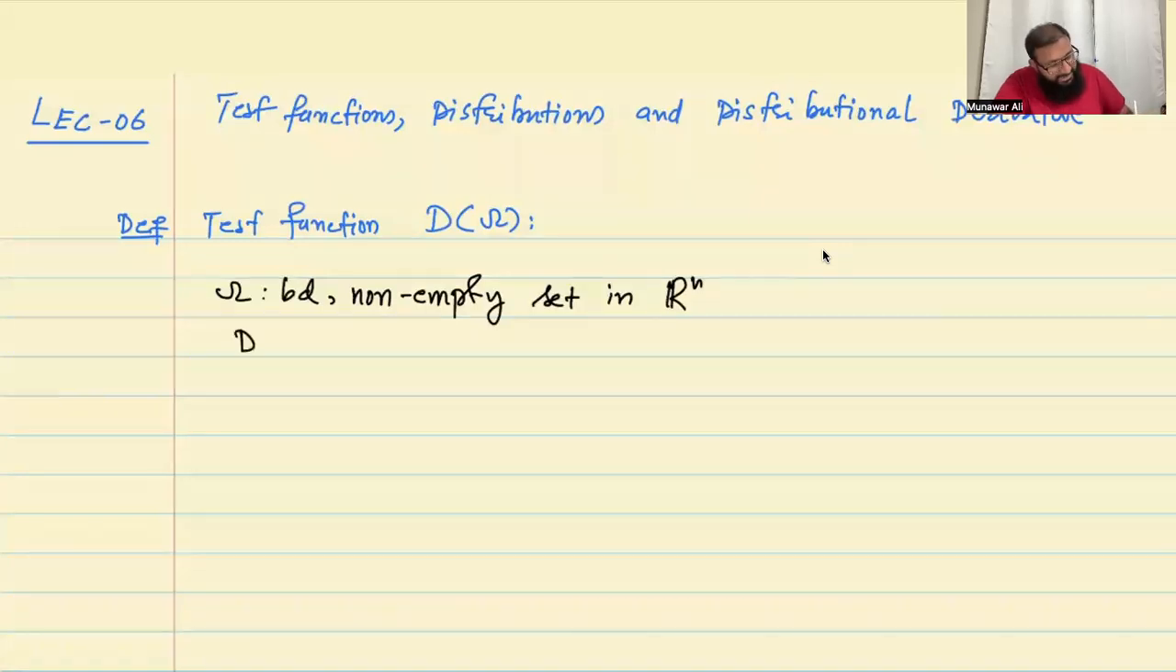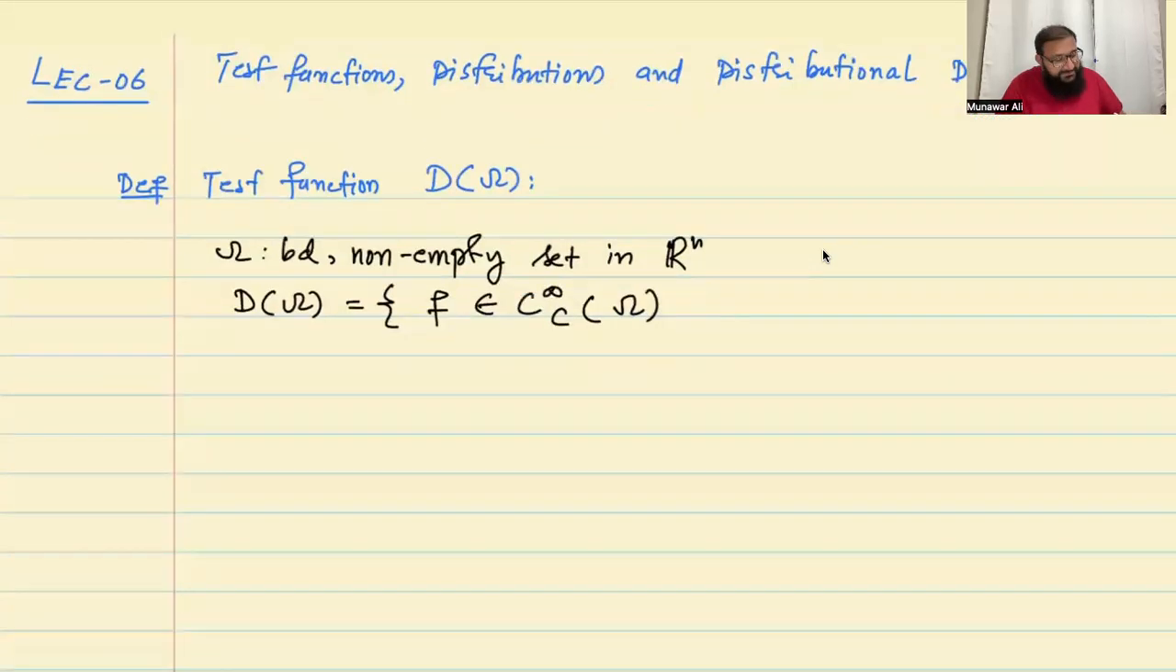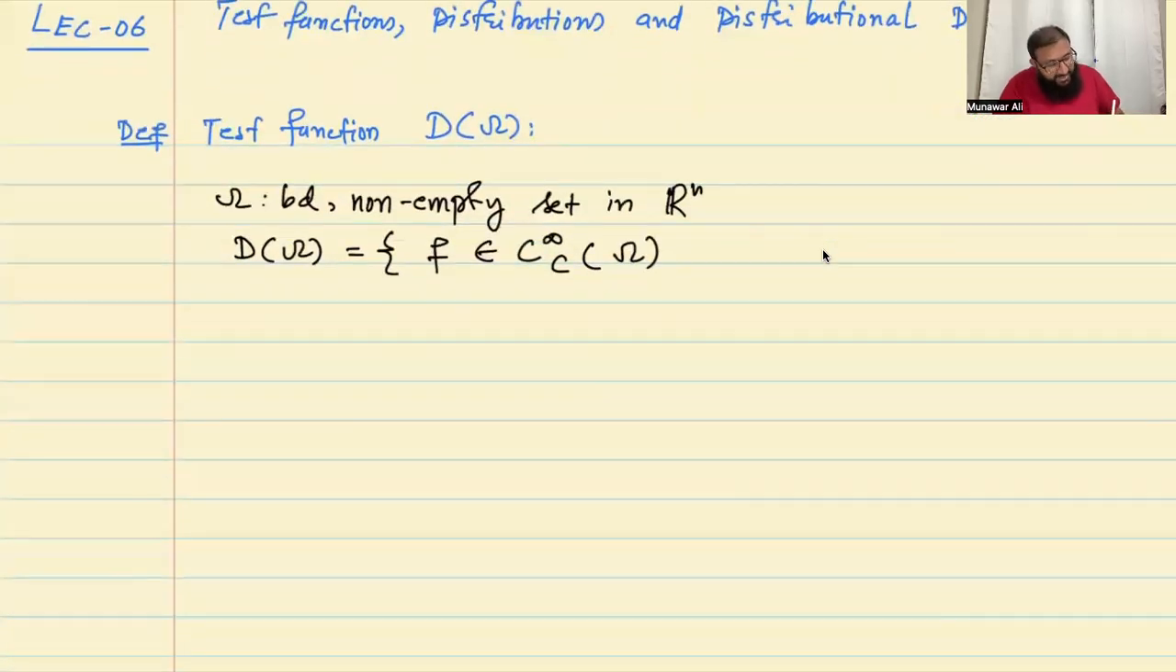So what is D of omega? D of omega is simply the functions which are C infinity with compact support in omega. So the functions which are smooth, continuously differentiable as many times as possible, and they have a compact support. It means on some compact set, they are non-zero, and beyond that set, the functions are zero. And we have discussed many examples.